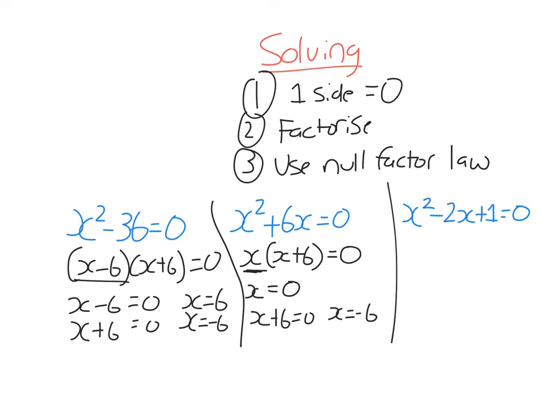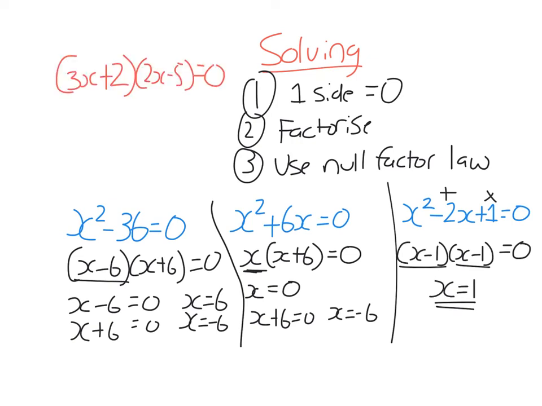So the third one is a trinomial, so we need to find two numbers that multiply to 1 and add to negative 2. So that's negative 1 and negative 1. So in this case, x squared minus 2x plus 1 is a perfect square. So when it's a perfect square, there's only one solution. If the first bracket equals 0, then x equals 1. If the second bracket equals 0, x also equals 1. So I wanted to go through something like this as well.